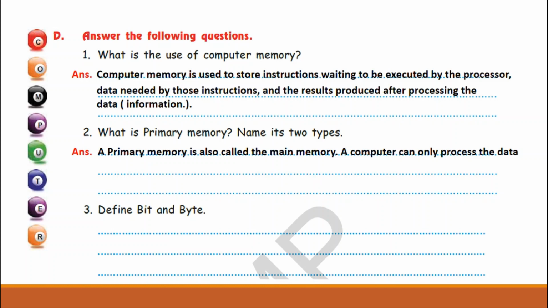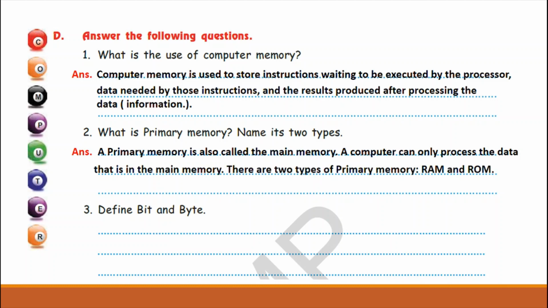A primary memory is also called the main memory. A computer can only process the data that is in the main memory. There are two types of primary memory, namely RAM and ROM. Question number 3. Define bit and byte.